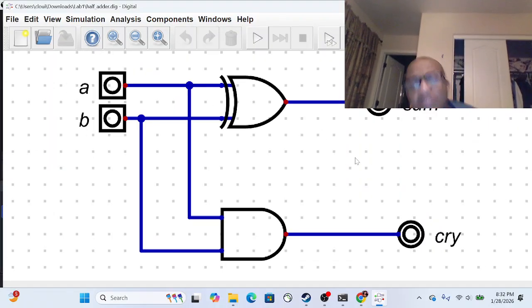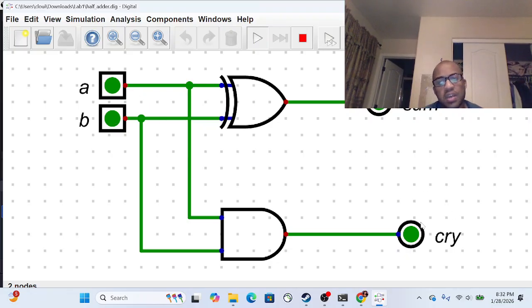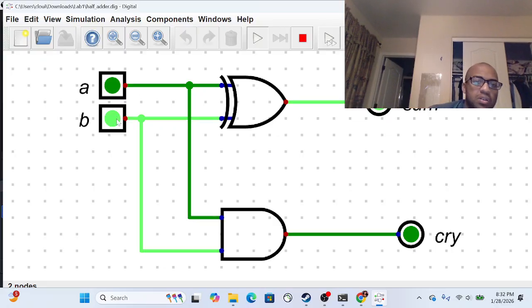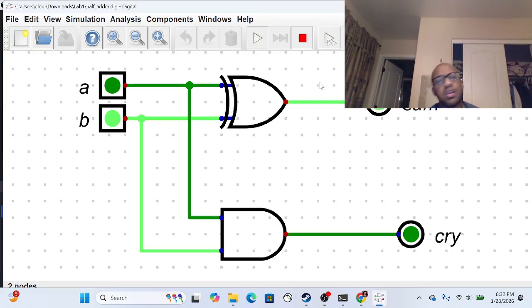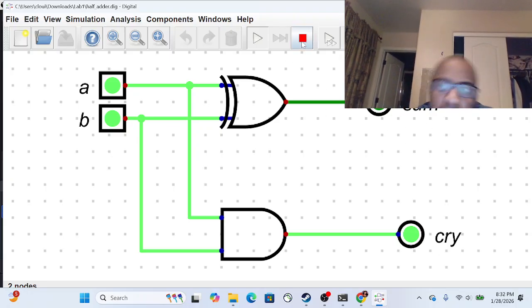This half adder adds 2 bits. 0 plus 0 equals 0. 1 plus 0 equals 1, as seen with the sum here. 0 plus 1 equals 1 here, but if we add 1 plus 1, we get 2, which is the equivalent of 1 0, with the carry being the front bit and the sum being the back bit.